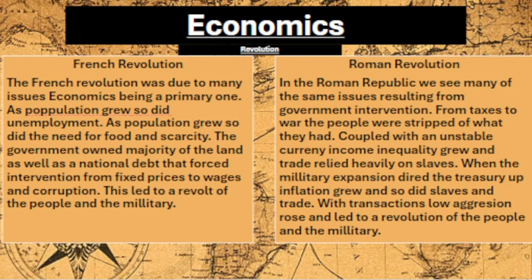In the Roman Revolution, in the Roman Republic, we see many of the same issues resulting from government intervention, from taxes to war. The people were stripped of what they had, coupled with an unstable currency, income and inequality grew, and trade relied heavily on slaves. When the military expansion dried the treasury up, inflation grew, and so did slaves and trade. With transactions low, aggression rose, and this led to a revolution of the people and the military.